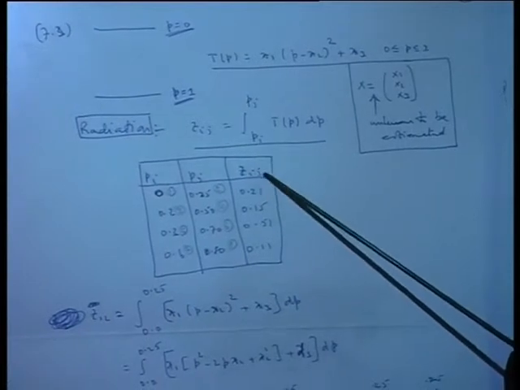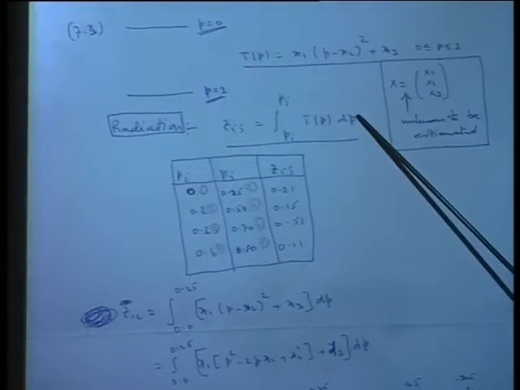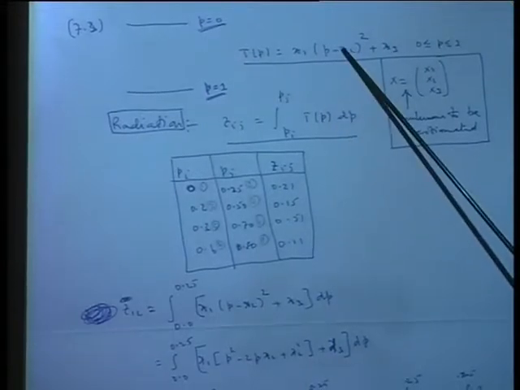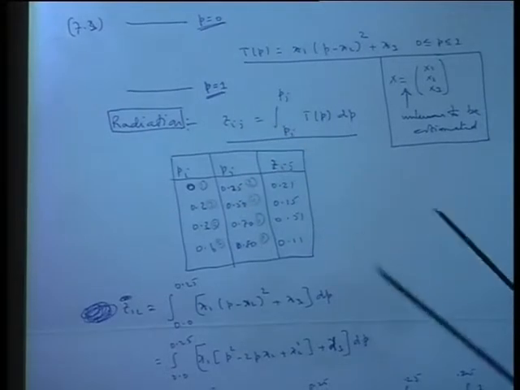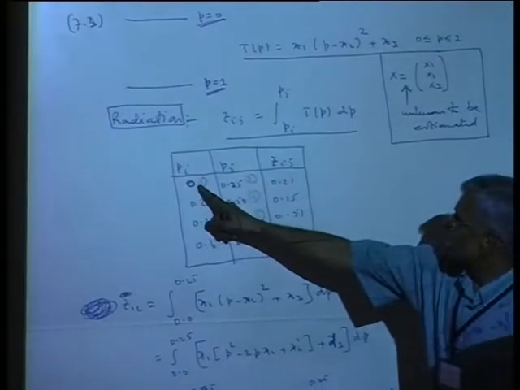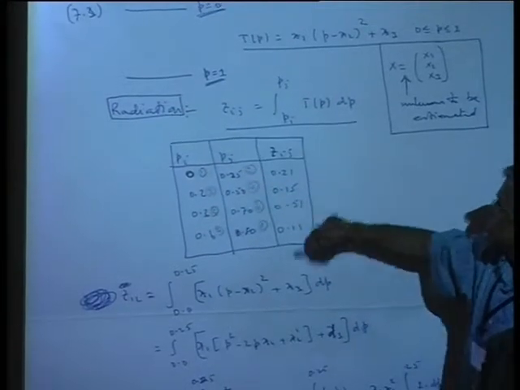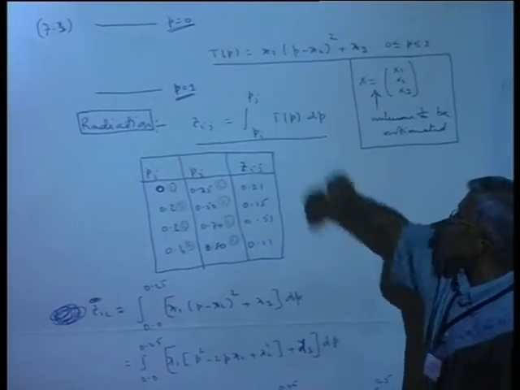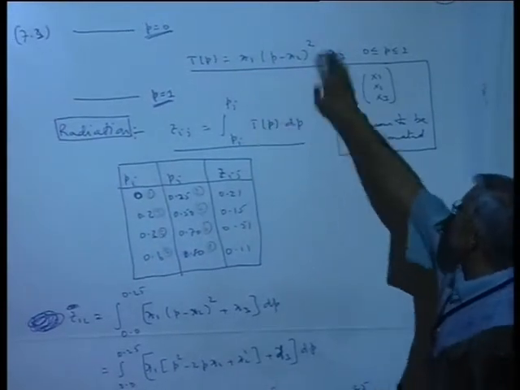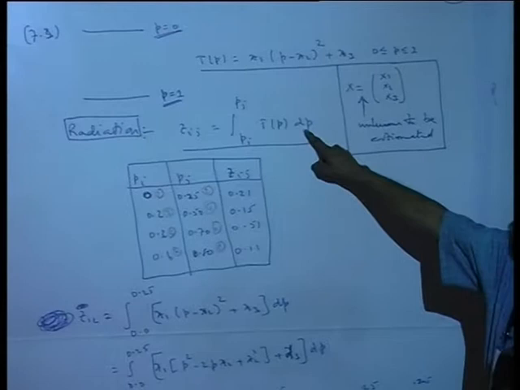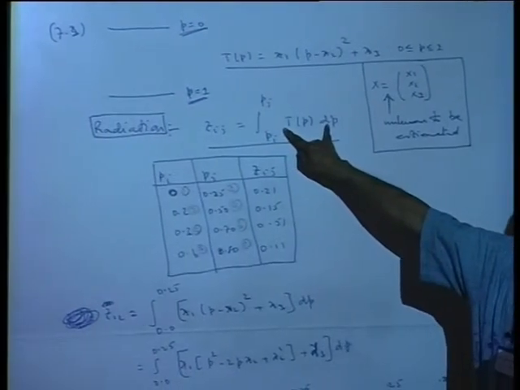Zij, which is given here, is the integral from pi to pj of T(p) dp. T(p) is given here, between pi and pj. So what does it mean? If you call this 1 and this 2, this is Z12. Z12 is equal to the integral from 0 to 0.25 of this T(p). If you plug this in and integrate with respect to P, this will be a function of x1, x2, x3, nonlinear in x1, x2, x3.